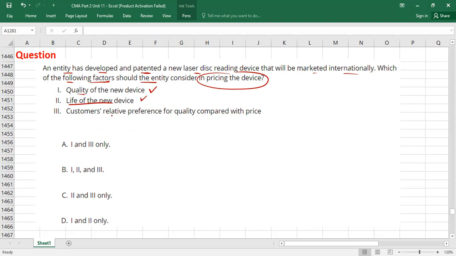Then customers' relative preference for quality compared with price. Yes, you also need to consider quality compared with price, like what amount customers are ready to pay for this type of quality. So this factor you also need to consider, right? Then you should set the price. It means you should consider all these factors. All these factors are important, so which should be the correct option? B, 1, 2 and 3. All factors must be considered.